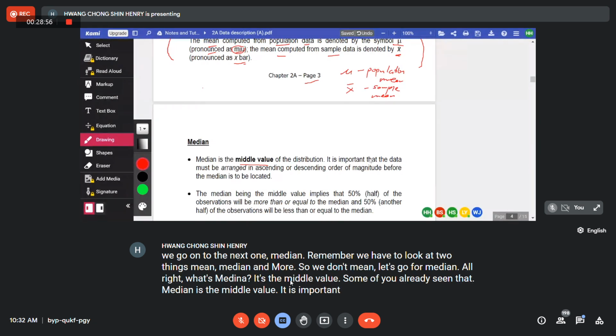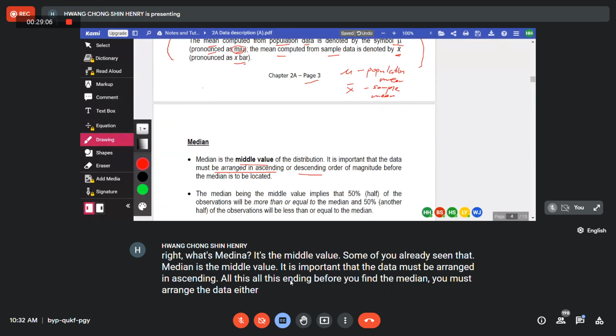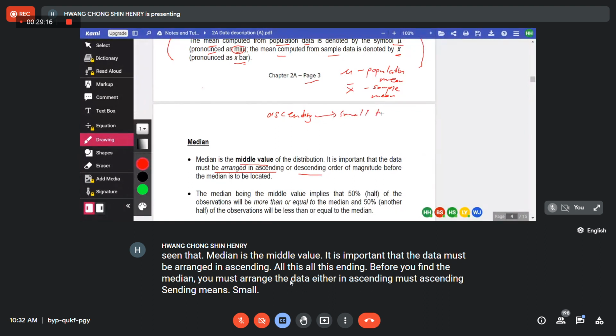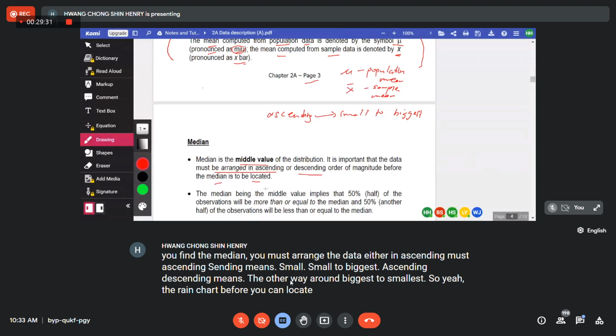It is important that the data must be arranged in ascending or descending order. Before you find the median, you must arrange the data either in ascending. What is ascending? Ascending means smallest to biggest. Descending means the other way around, biggest to smallest. So you have to arrange before you can locate the median.